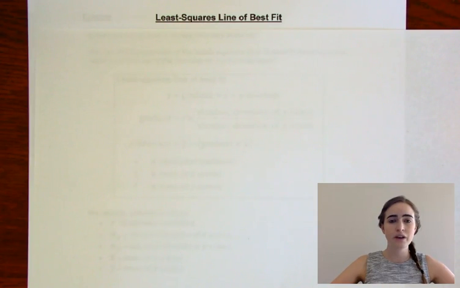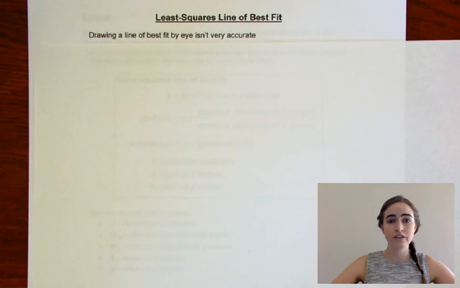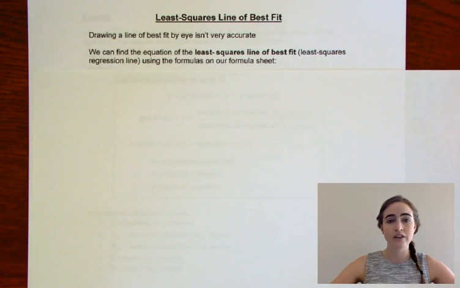In this video, I want to have a look at what's called the least squares line of best fit. In one of our earlier videos, we had a look at drawing a line of best fit by eye, and we figured out that it's not the most accurate way to do it. So in this video, we're going to have a look at finding the equation of what's called the least squares line of best fit. Sometimes it's also called the least squares regression line.